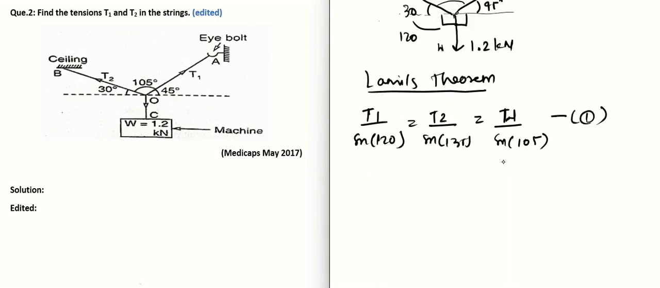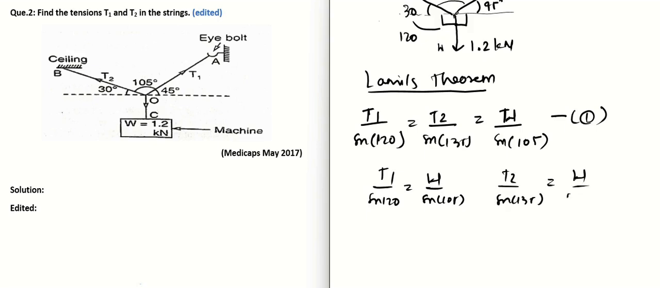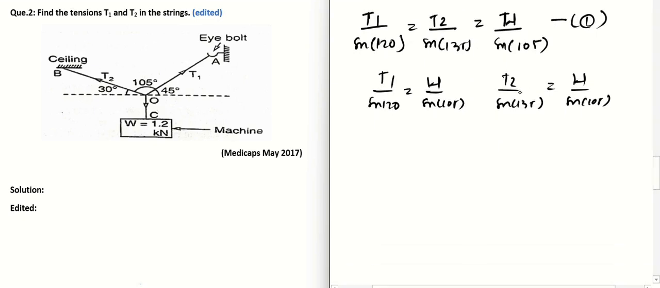You can take out two equations from our equation 1, which are T1 by sine 120 equal to W by sine of 105, and T2 by sine of 135 equal to W by sine of 105. These are the two equations which you can take out from the relation we derived from Lami's theorem. We have the T1 value as sine 120 into W, which is 1.2 kilonewton as given, divided by sine of 105.